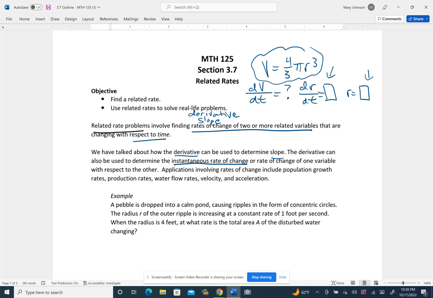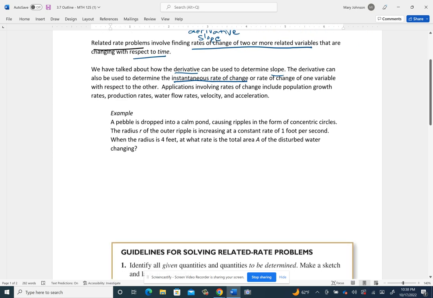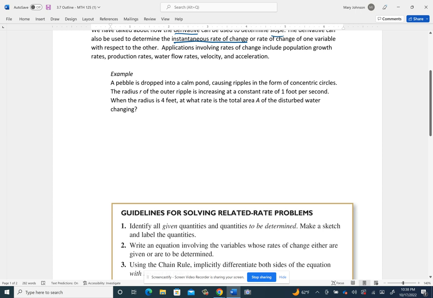All right, let's go ahead and work a problem. I think that's the easiest way to really get the idea of it. Okay, so let's look at this problem. This one is a good one to look at initially. All right, so on this example, we're dropping a pebble into a pond. So when we do that, you know that these concentric circles are going to be formed going out from where we drop the pebble.